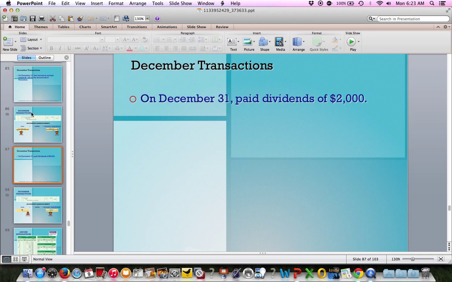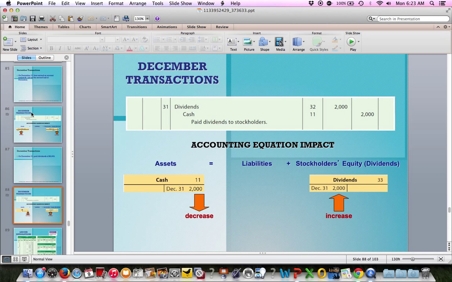We'll pay a dividend to the owner. So we'll debit the dividend account and we'll credit cash.